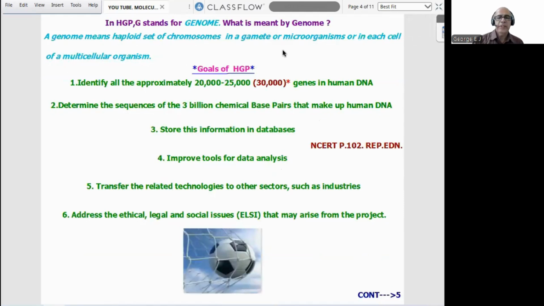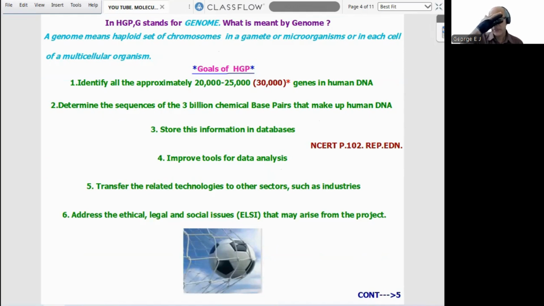In HGP, G stands for genome. So what is meant by genome? Genome basically means the haploid set of chromosomes in a gamete or microorganism, or in each cell of a multicellular organism, the haploid set of chromosomes. Now, what are the goals of HGP?